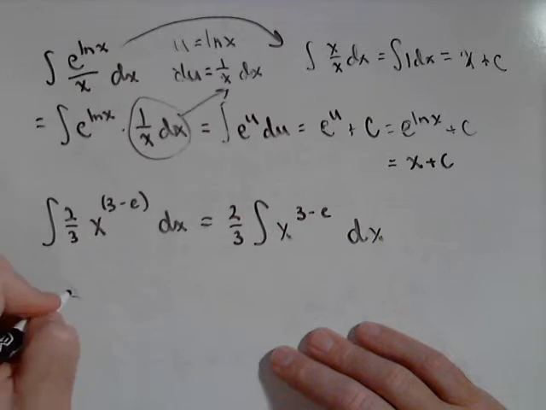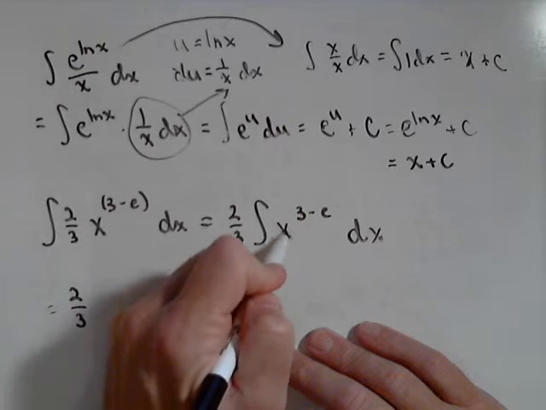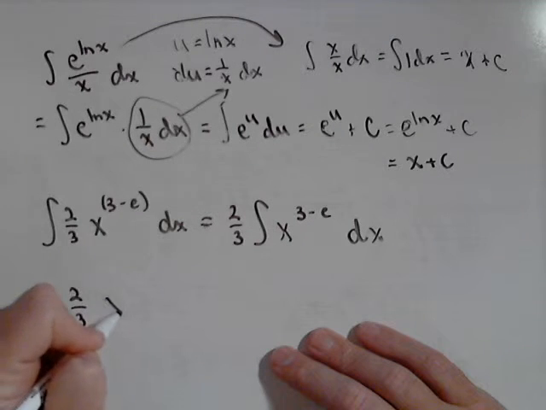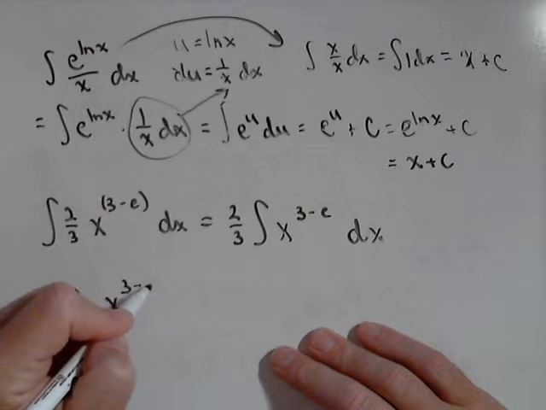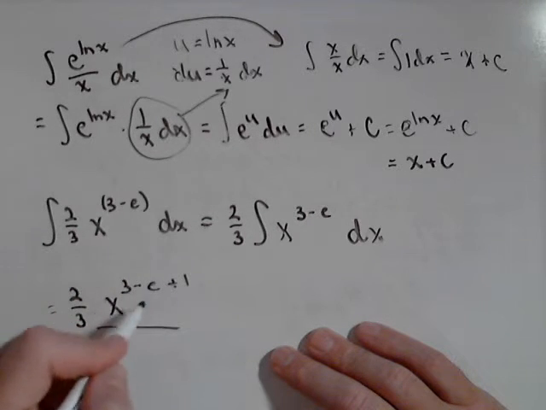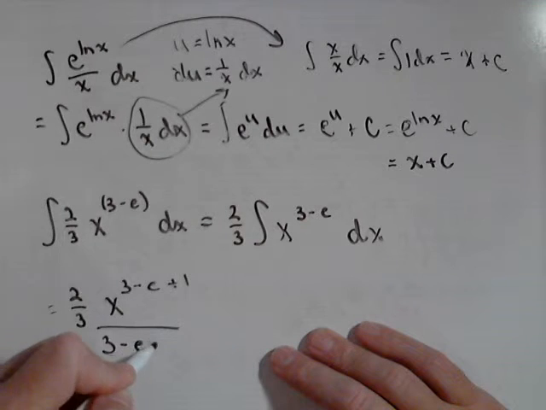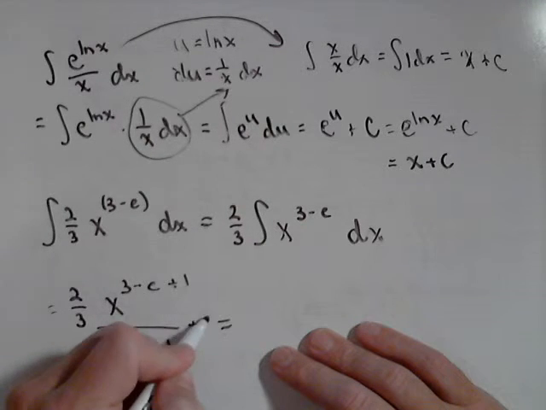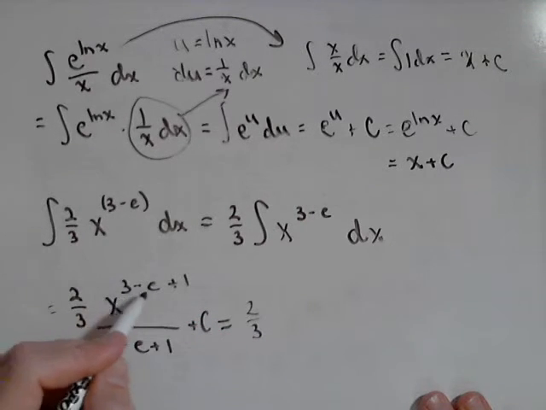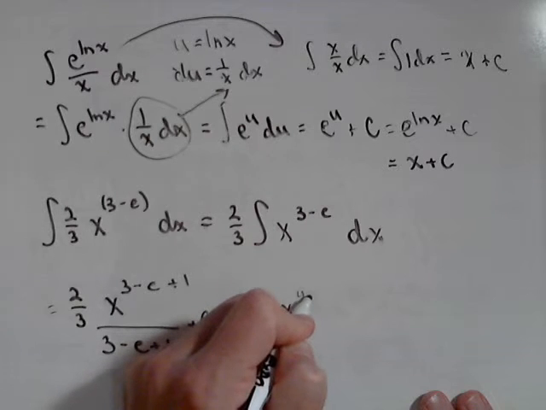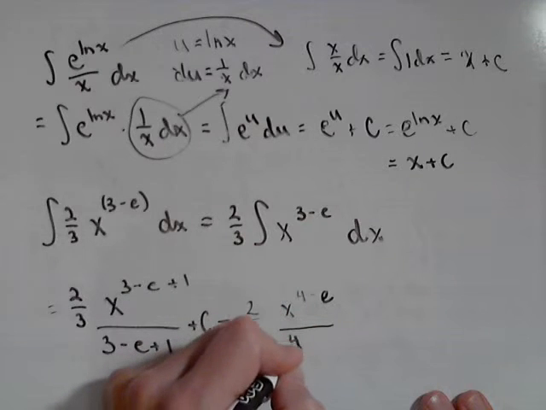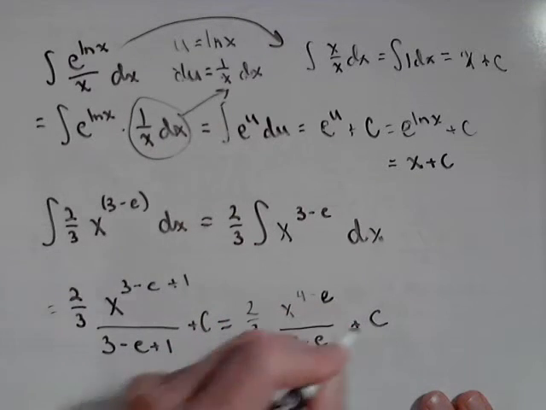So we have 2/3. Now remember, this is a power function, so that means power rule. That means I'm going to increase my exponent by 1, x to the 3 minus e plus 1, over my new exponent, 3 minus e plus 1, plus c at the end. So I have 2/3. Adding 1 is just going to give me 4 minus e, so x to the 4 minus e over 4 minus e plus c.